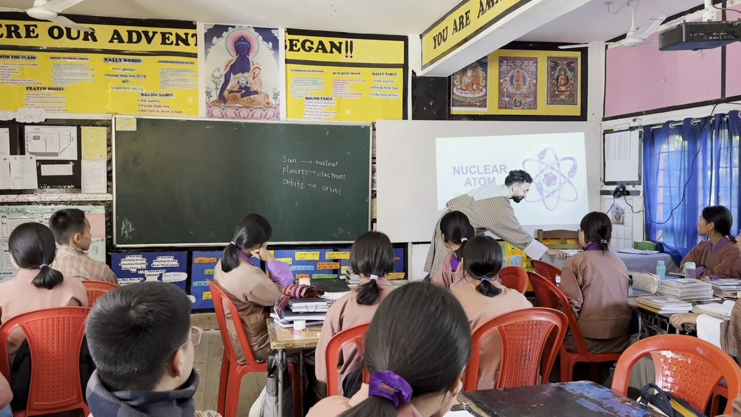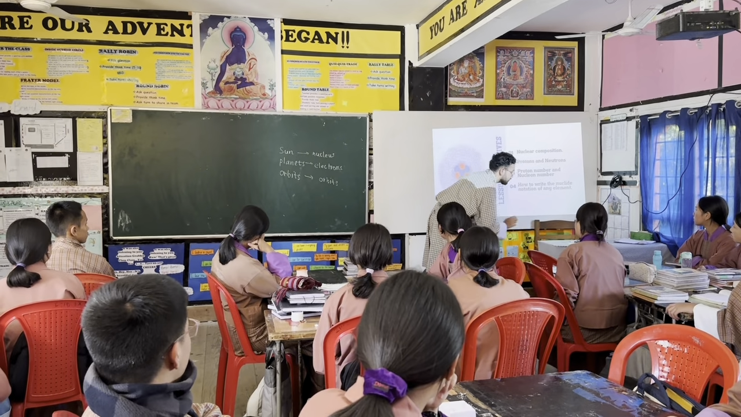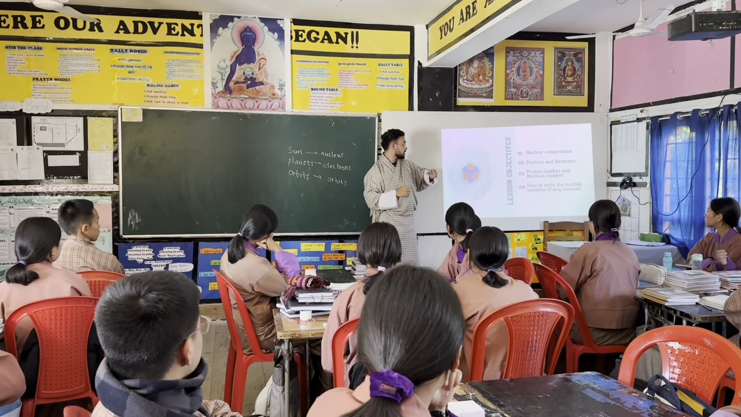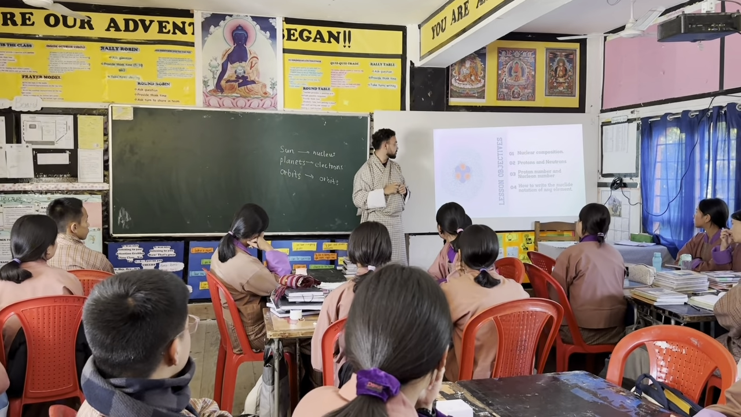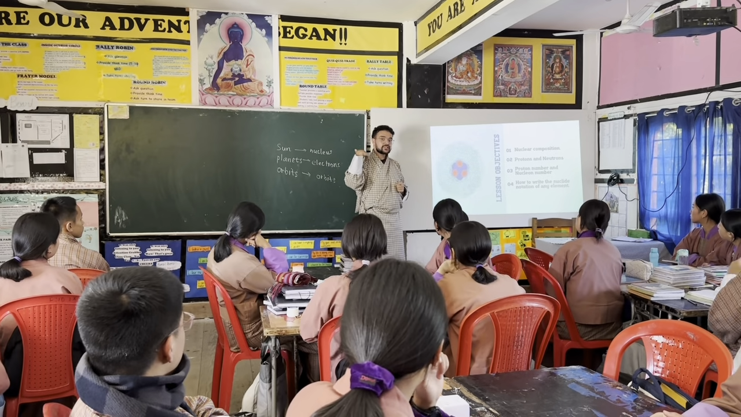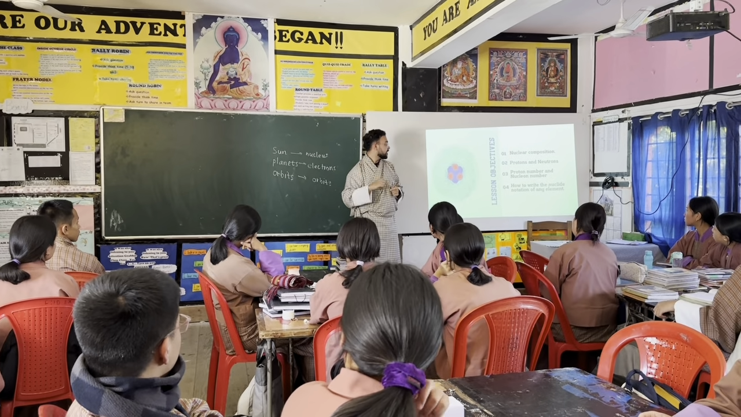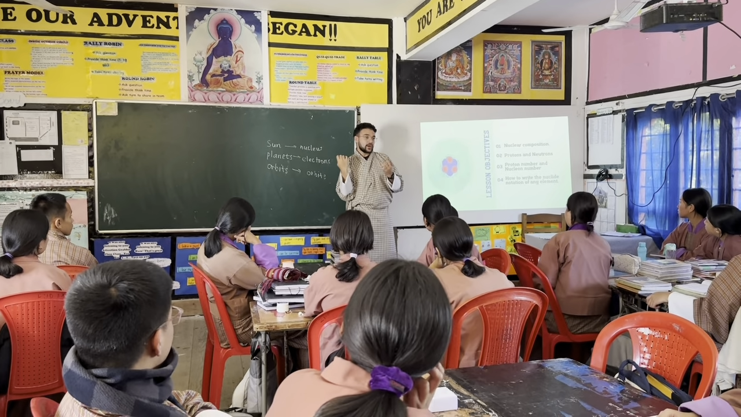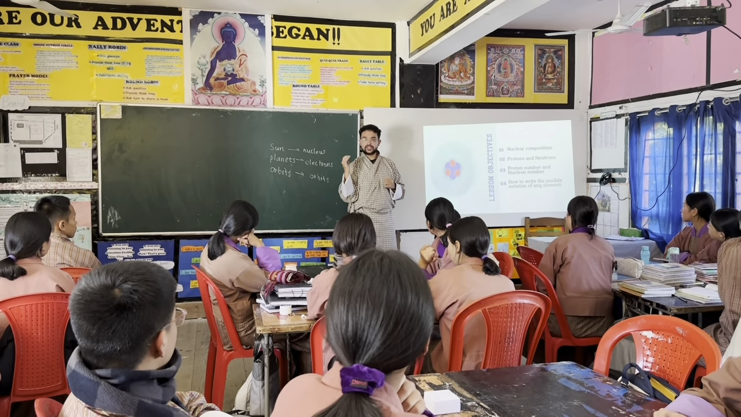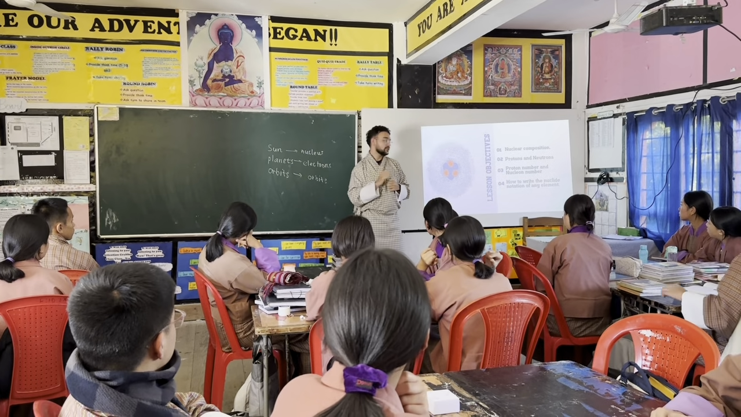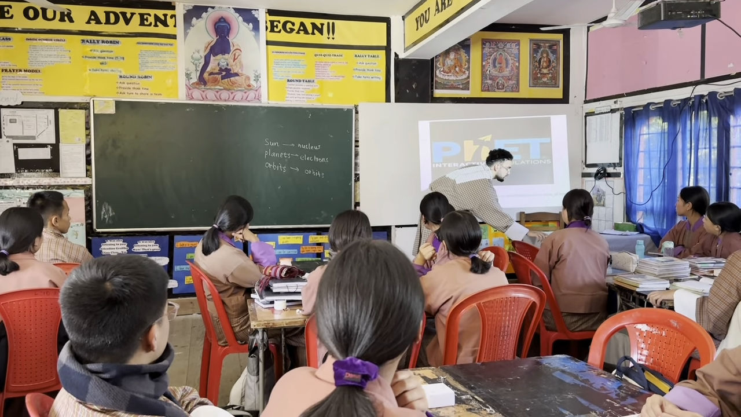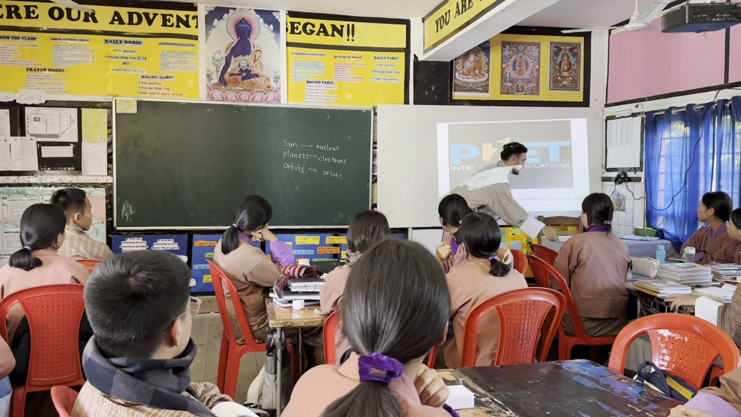So we will look at the nuclear composition, then we will look at protons and neutrons, then we will look at what is proton number and nucleon number, and then we will learn how to write a nuclide notation, okay? I will show you what that is later on. Now first of all, let me show you one quick demonstration.